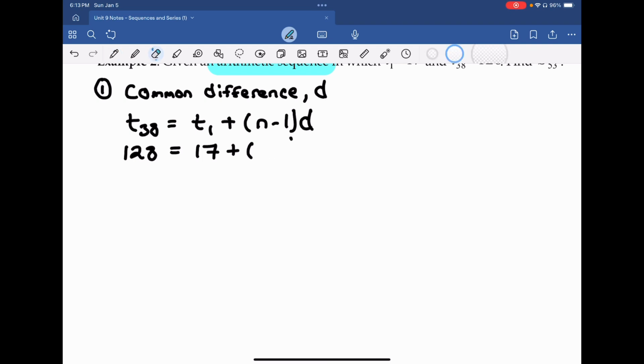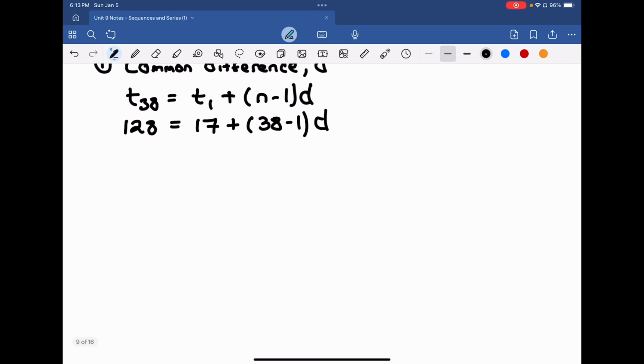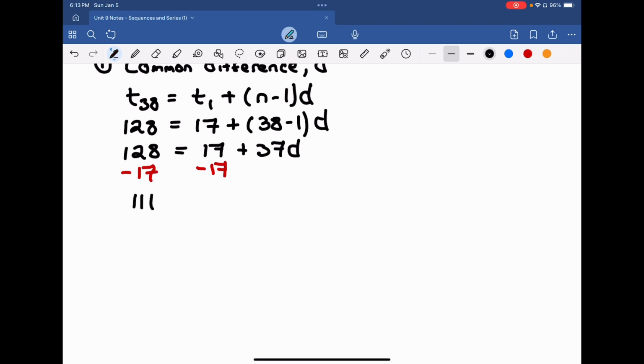Or sorry, we do know the n because we're taking it from 38. So I'm going to go 38 minus 1 times the common difference. Now, when we do this, it's going to be 128 is equal to 17 plus 37d. I'm going to subtract away 17 from both sides, and I get 111 is equal to 37D.